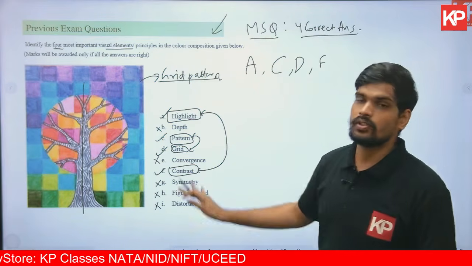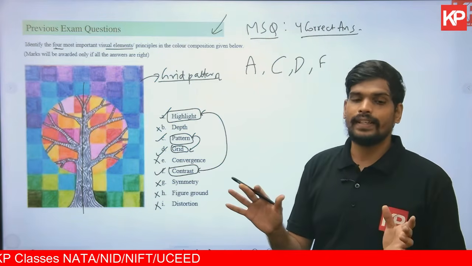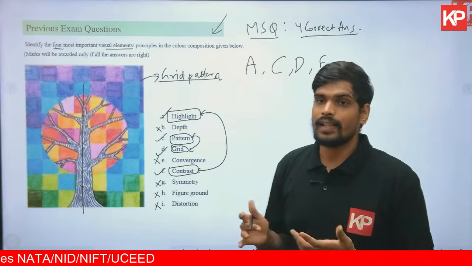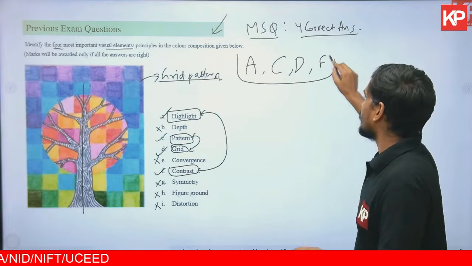Distortion, is there any sense of distortion in this? Absolutely no, there is a regularity with the grid layout, so nothing is distorted. So A, C, D, F are the correct options.